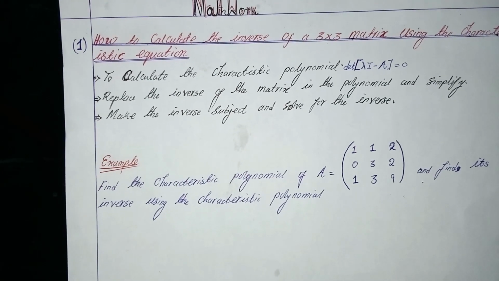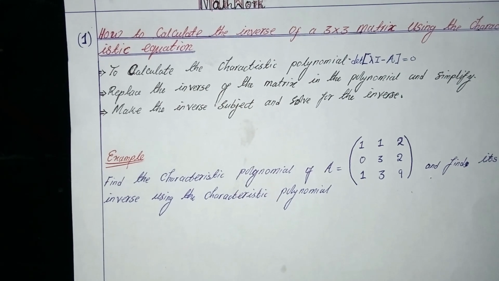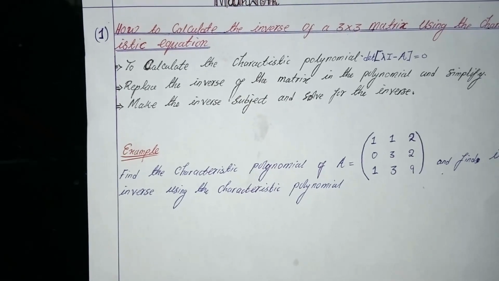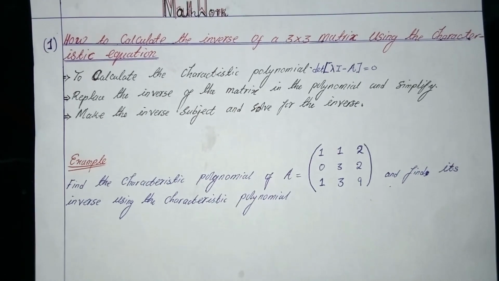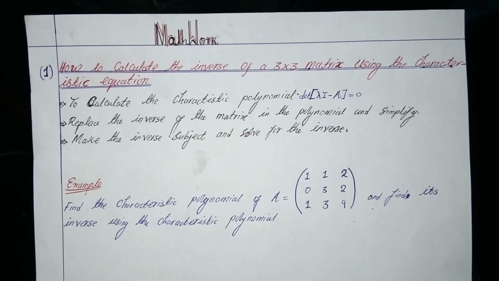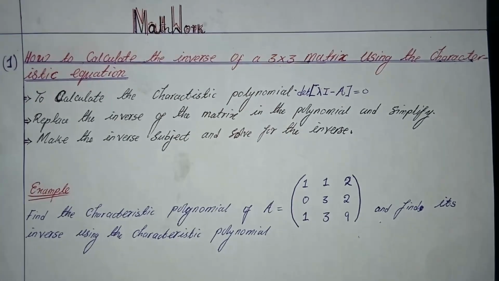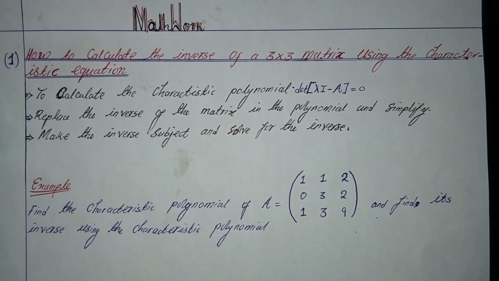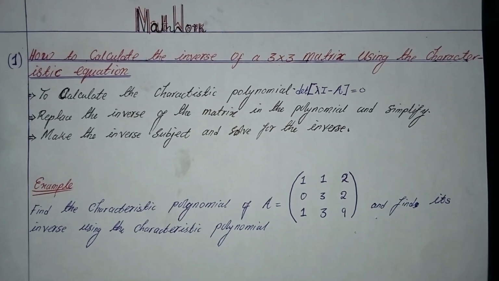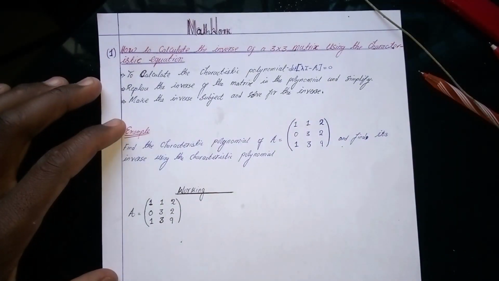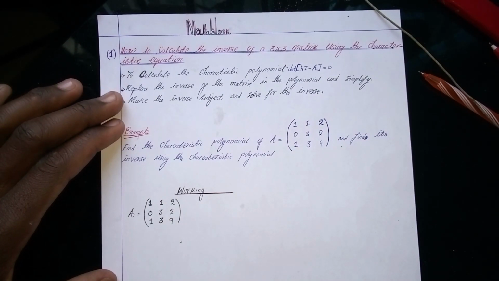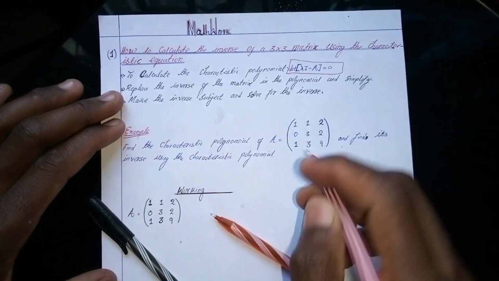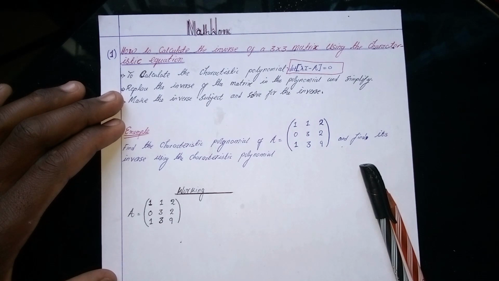The second step is to replace the inverse of the matrix in the polynomial and simplify. The third step is just to make the A inverse the subject of the formula. Just making it the subject of the formula, then we are well and good to find the inverse of a matrix. So we are supposed to find the characteristic polynomial. We use this one to calculate the characteristic polynomial.